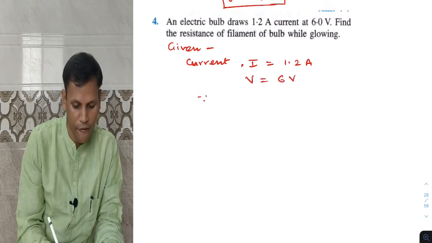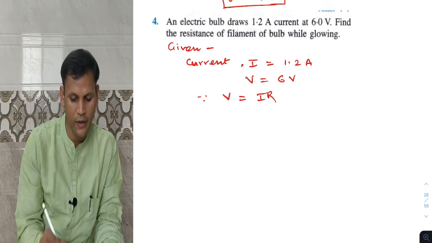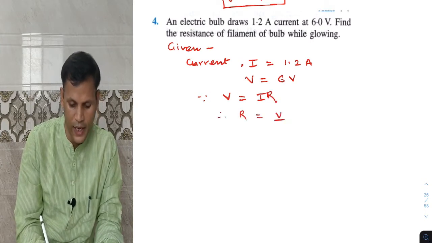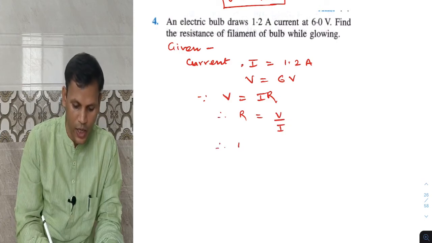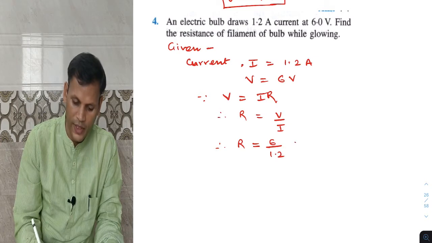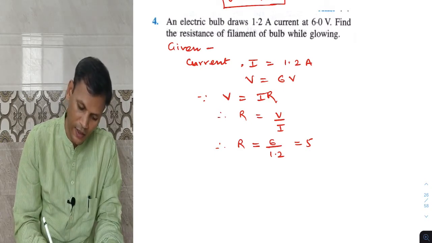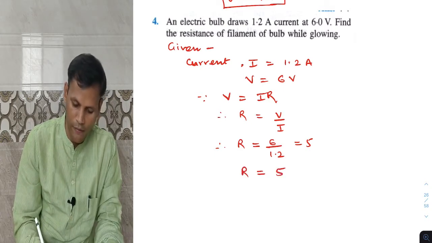Since V is equal to IR according to Ohm's law, our resistance will be V by I. We know everything, so R will be V, which is 6, upon 1.2, that is 5. The unit of resistance is ohm. So R will be 5 ohm.